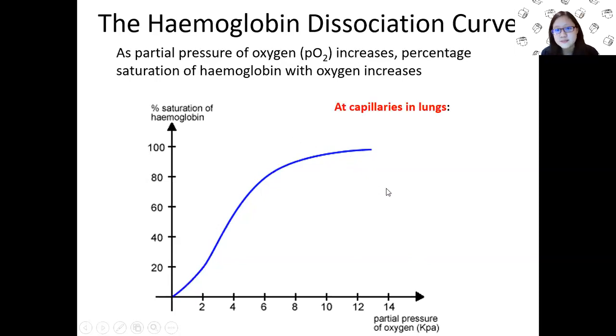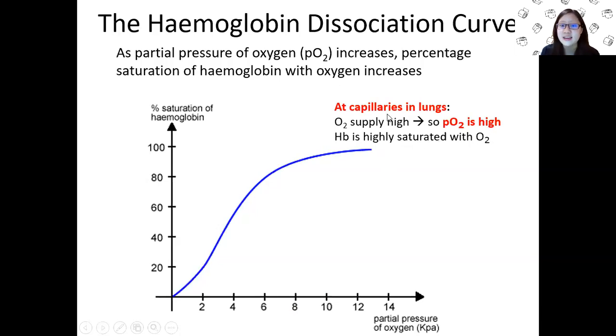Now this makes sense, especially if you think about it in the context of what hemoglobin does. Again, hemoglobin transports oxygen to the cells, right? It picks up oxygen at capillaries in the lungs, and then it sends it to capillaries in the cells, near the tissues. So at the capillaries in the lungs, you will expect high partial pressure of oxygen because oxygen supply is high. And therefore you have a hemoglobin that is very highly saturated with oxygen found at the capillaries in lungs. Make sense?